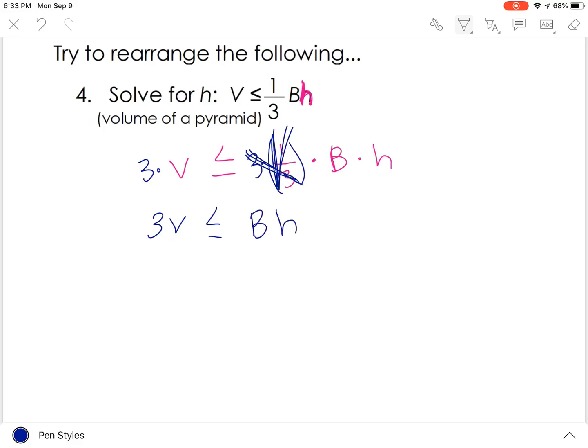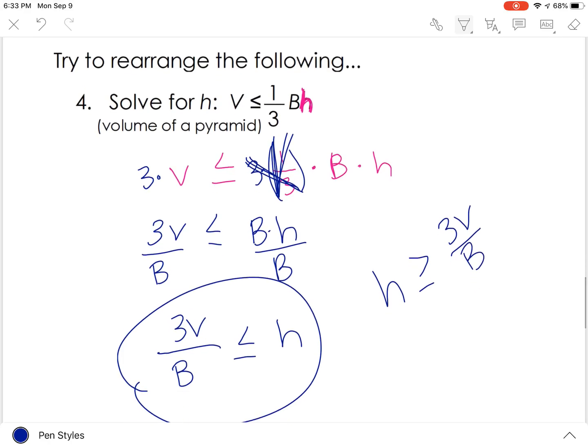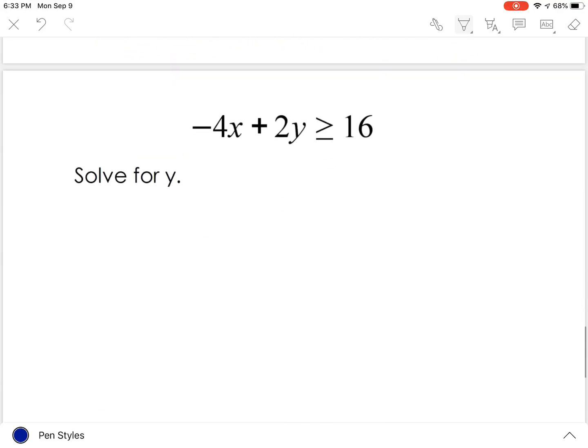So we still have b times h. The opposite of multiplying by b is dividing by b. 3v divided by b is less than or equal to h. And again, anytime you want to flip them, you can. We could write this as h is greater than or equal to 3v divided by b. Those are the same thing. So again, we're just using those inverse operations. Nothing's changed. We just have more variables, and we have our inequality sign.